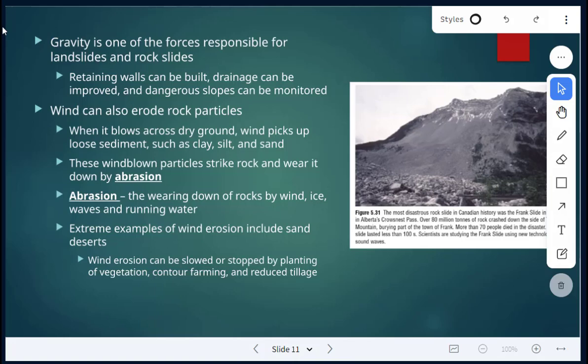Gravity is one of the forces responsible for landslides and rock slides. Retaining walls can be built. Drainage can be improved. Dangerous slopes can be monitored.